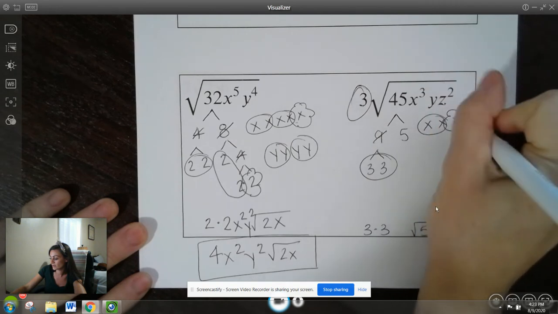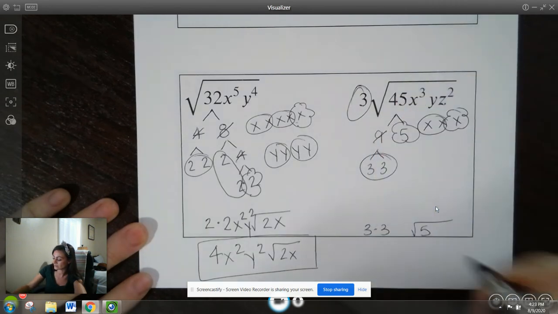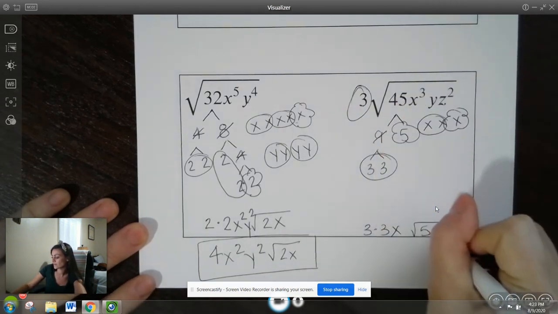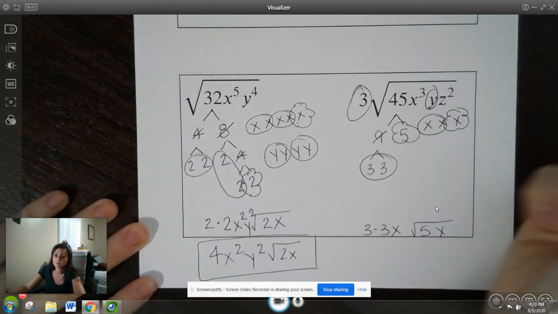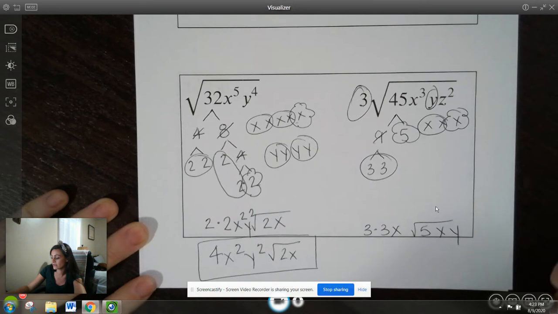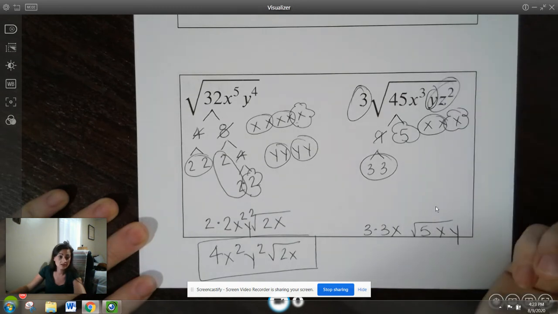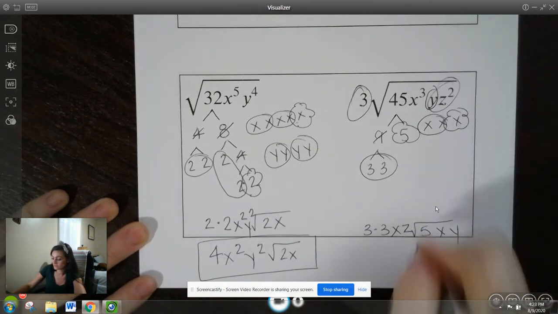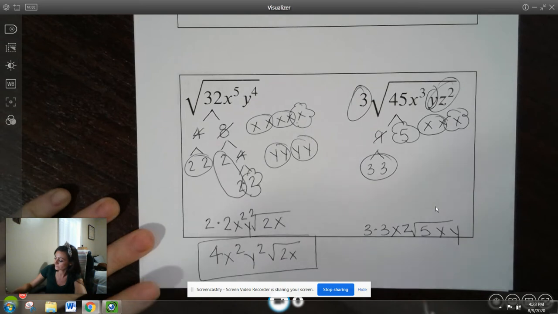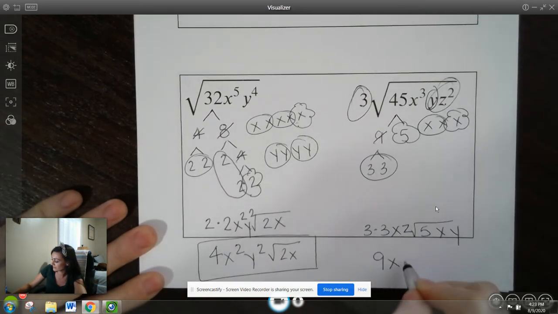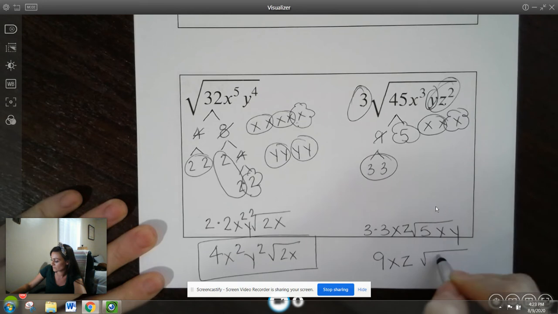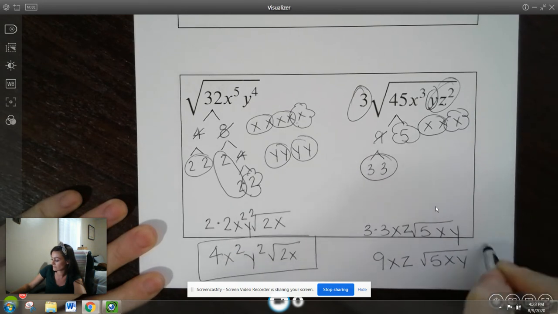So 1 pair and 1 extra. The 5 was extra as well. This y, I don't have enough to make a pair, so that's staying inside. And then z squared is a pair on its own, so I'm going to put z outside. So I will have 9xz square root of 5xy.